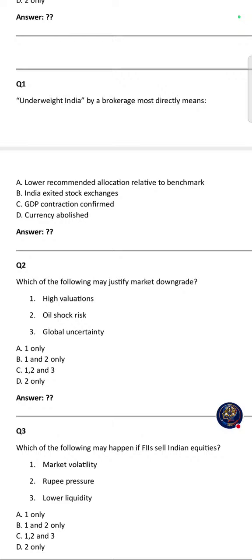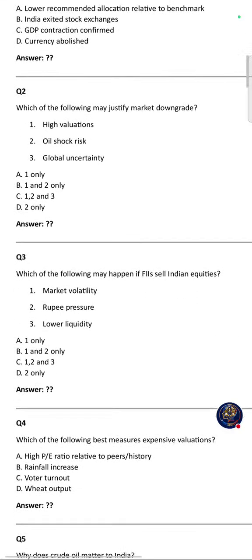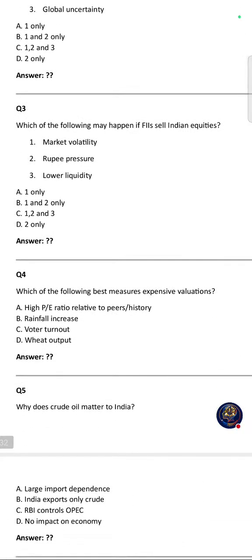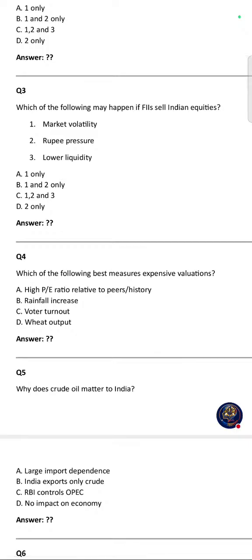Can anyone answer this one? A is correct. Underweight India by a brokerage most directly means lower recommended allocation relative to benchmark. Next question. Which of the following may justify market downgrade? First one, high valuation. 2, oil shock risk. 3, global uncertainty. All three are correct. Next, which of the following may happen if FII sell India's equity?